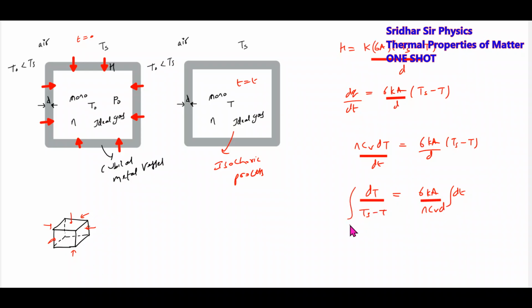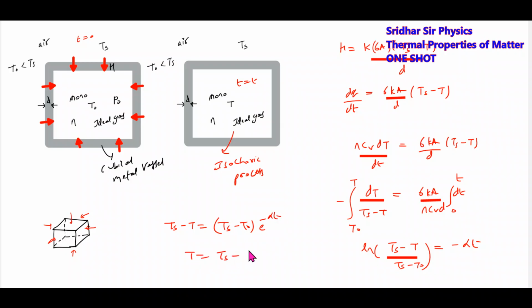This will be initial temperature T0, final temperature T. 0 to T. Log of Ts minus T, minus with everything alpha t. This negative sign I'll send it here. So this will become Ts minus T equal to Ts minus T0 e to power of minus alpha t.